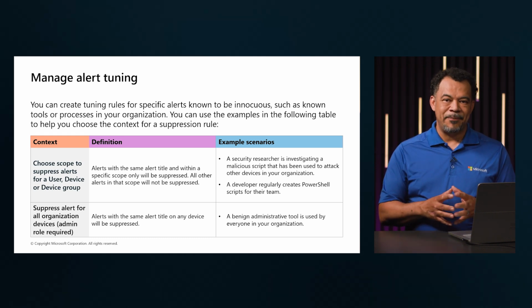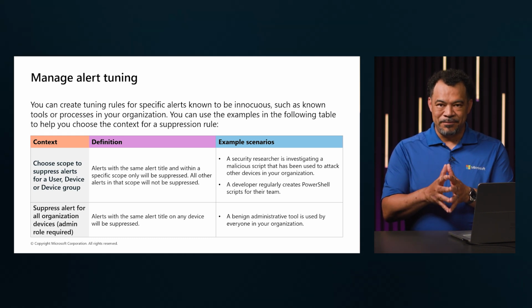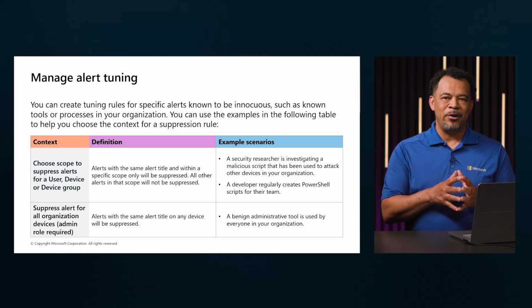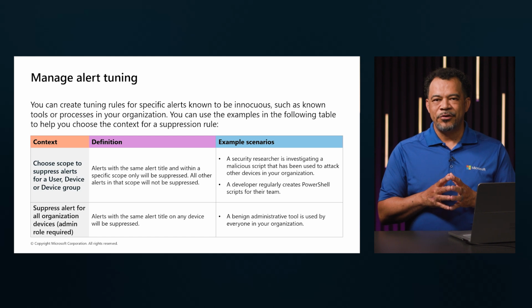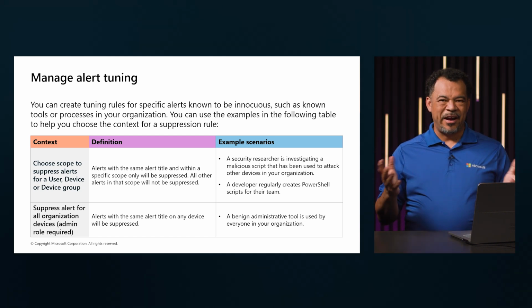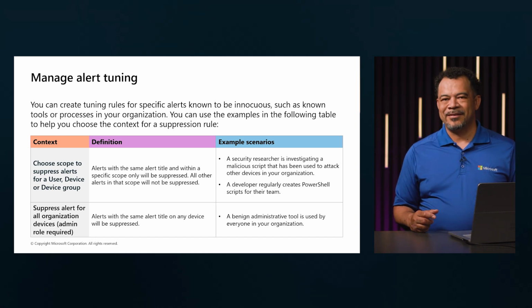The key takeaway is that tuning is precision. It only suppresses alerts with the same title within the defined scope. So you're not turning off visibility in this case. You're just cutting off the noise when it makes sense.